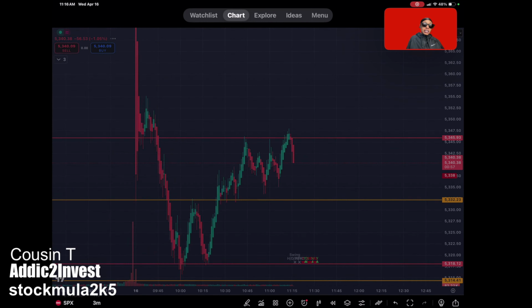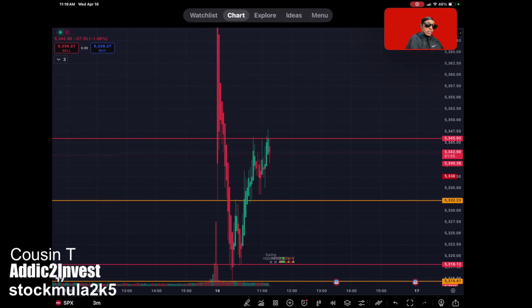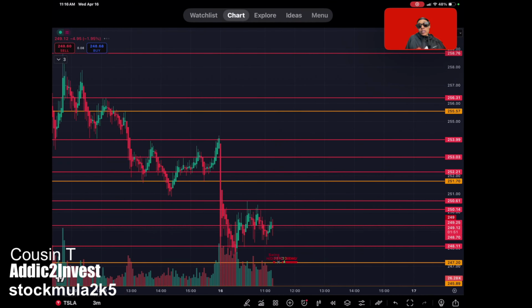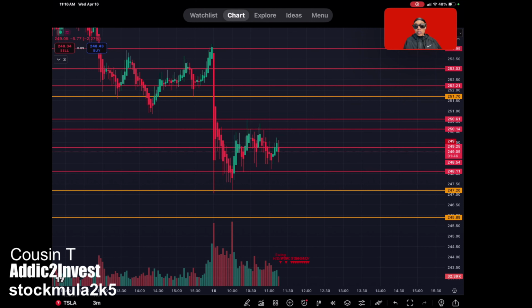Because, once again, if it's chopped, it makes no sense. I hate looking at it. And you miss out. Personally speaking, I feel like you miss out when it's chopped. Same thing with Tesla. Tesla did what it wanted to do. Now it's chopped. SPY just chop. Oh my god.